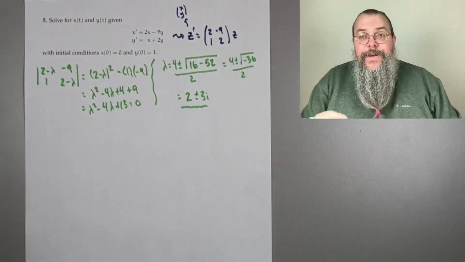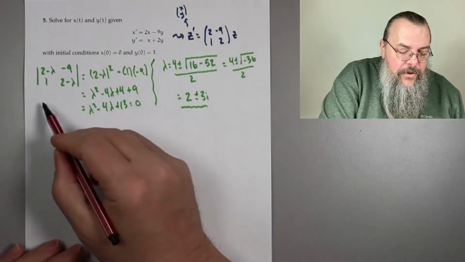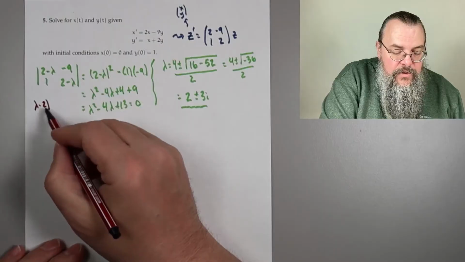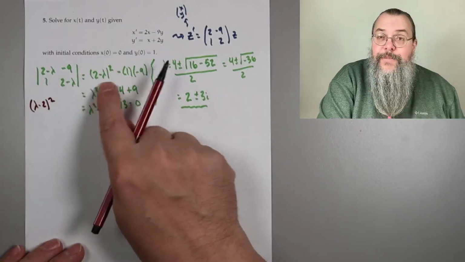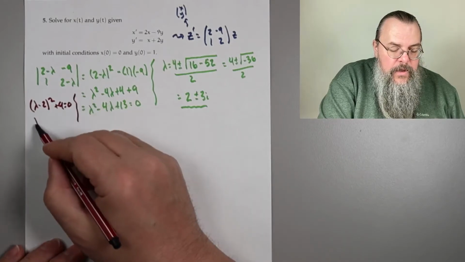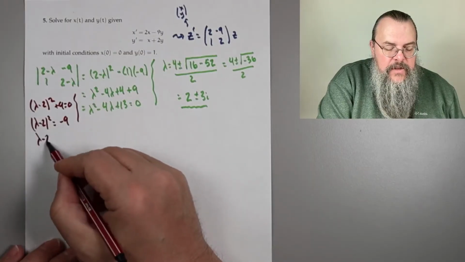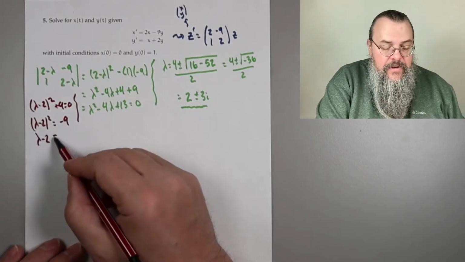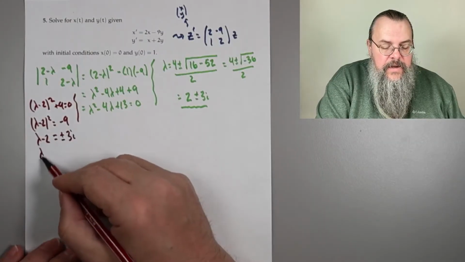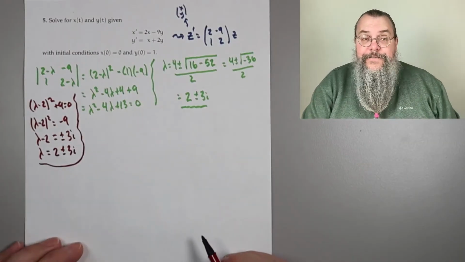Now, by the way, what's another way you could have done this? I'll go ahead and point out what you could have done. If you look at this, this is (lambda minus 2) squared, it's the same thing, plus 9 equals 0. Or (lambda minus 2) squared equals negative 9. So lambda minus 2, take the square root of both sides, get a plus or minus, and because there's a negative, you introduce an i, so lambda equals 2 plus or minus 3i. So that's another thing you could have done to get your eigenvalues.